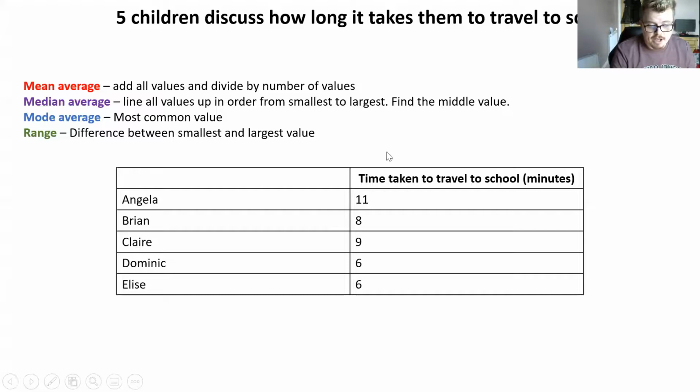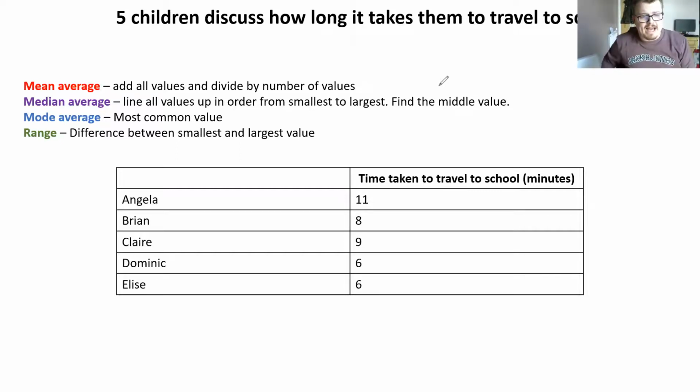If we look at this table below, we have the names of 4 children, and they've given their answers to the following question. They were asked, how long did it take them to travel to school? And the answers, as you can see by the table, are given in minutes. So Angela takes 11 minutes, Brian takes 8 minutes, Claire takes 9 minutes, Dominic 6 minutes, and Elise takes 6 minutes as well. So this is what we need to do to find just one piece of data that reflects all of the data. We take all the data and pull out one bit of data to give us a good idea of the answer we're looking for.